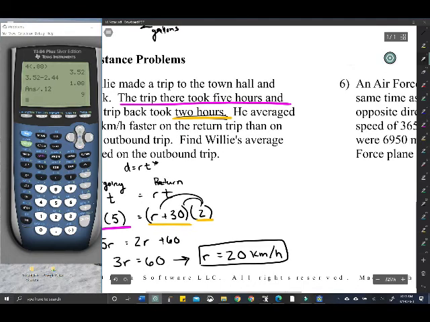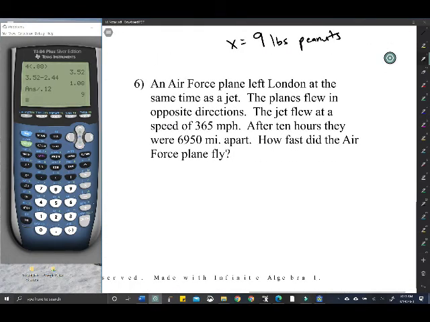Okay. And number 6, an Air Force plane left London at the same time as a jet. So the planes flew in opposite directions. So here's an opposite direction type problem. So this plane, going this way. You can even draw a little plane. Why not? It is traveling at the speed of 365 miles per hour. Okay, 365 miles per hour.